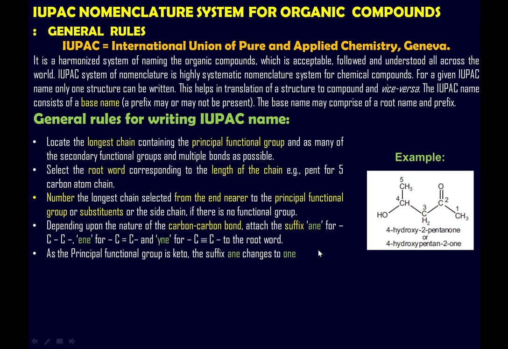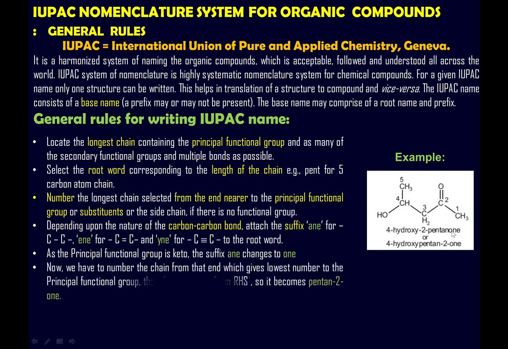As the principal functional group is keto, our pentane will change to one, which is pentanone. So this is the root name, pentanone. Now we have to number the chain from that end which gives the lowest number to the principal functional group. Therefore we start from the right-hand side as we discussed. So it becomes pentan-2-one or 2-pentanone, that is our root name.